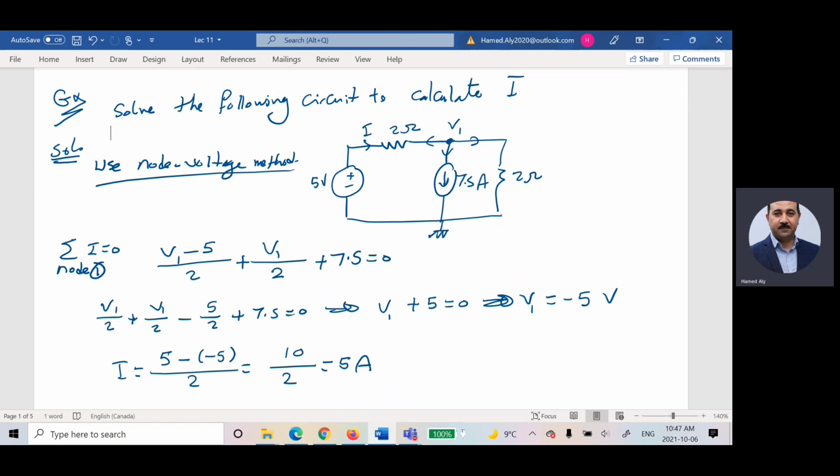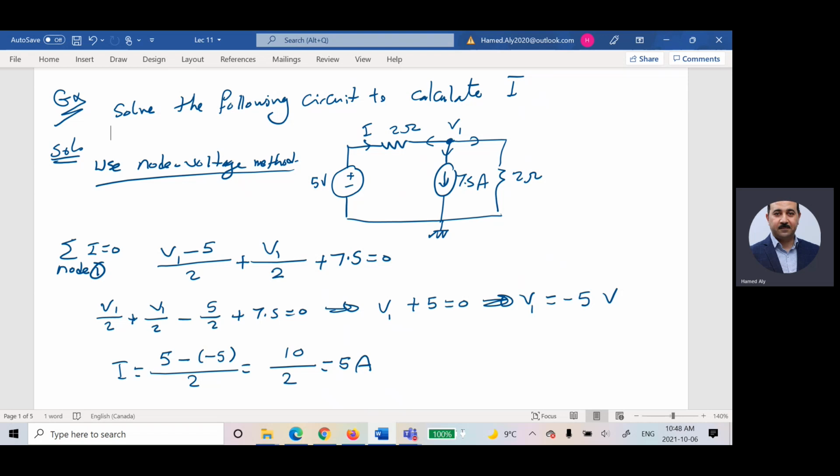If I asked you to repeat solving the problem by using the mesh voltage method, you should have I equals 5. I'll leave that to you as an exercise for yourself. I'm not asking you to solve it and submit it on practice space. This is for you. Try to solve this problem using the mesh current method. And if you got I equal to 5, that's good. If not, please come and ask me and I'll show you how to find it.